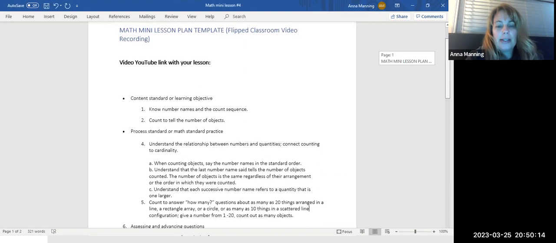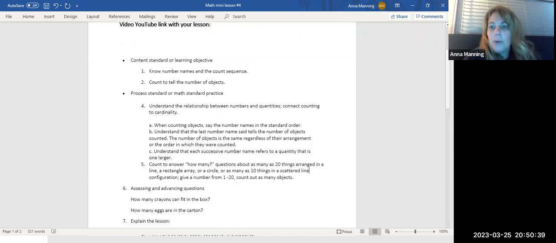Understand that each successive number name refers to a quantity that is one larger, and count to answer how many questions about as many as 20 things arranged in a line, a rectangle array, or a circle, or as many as 10 things in a scattered configuration. Given a number from 1 to 20, count out as many objects. For the advancing questions, I would ask something such as how many crayons can fit into the box, or how many eggs are in the carton.